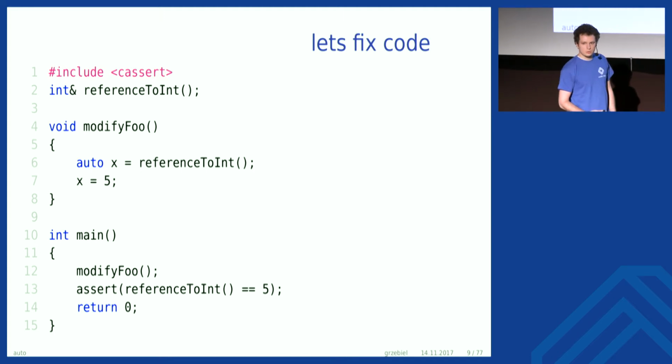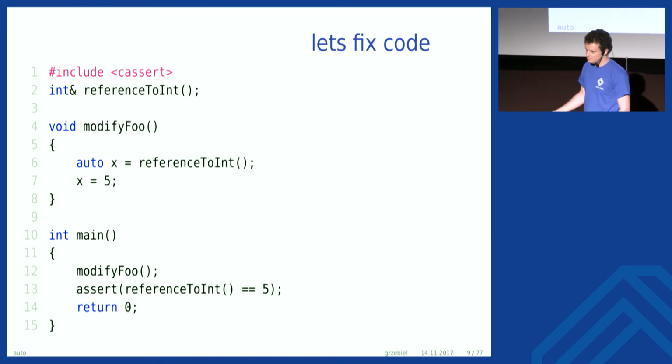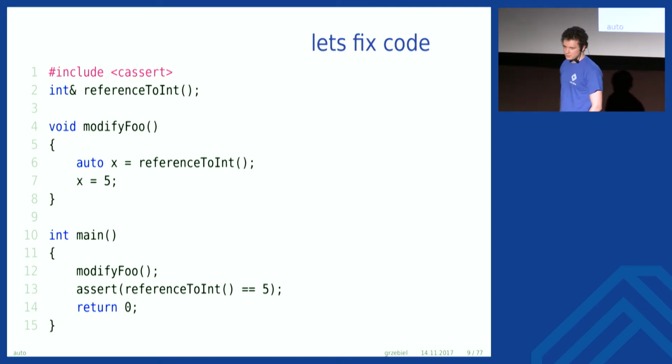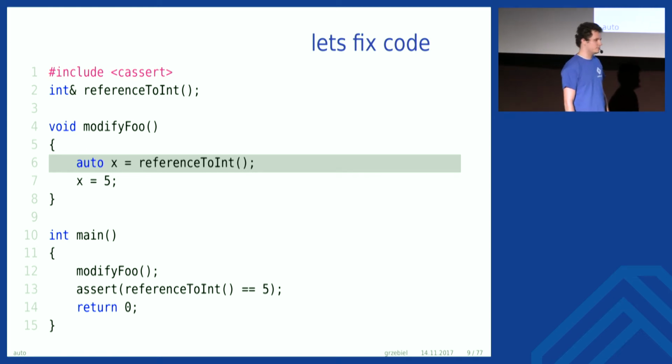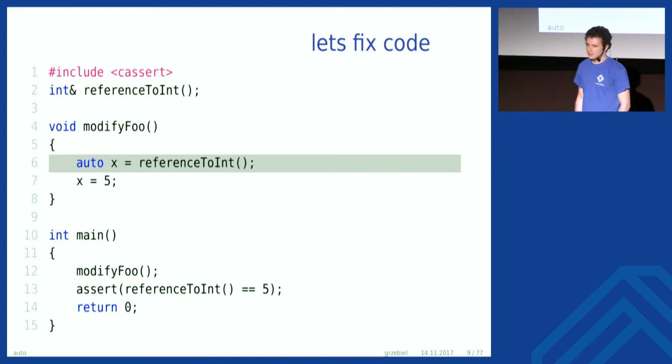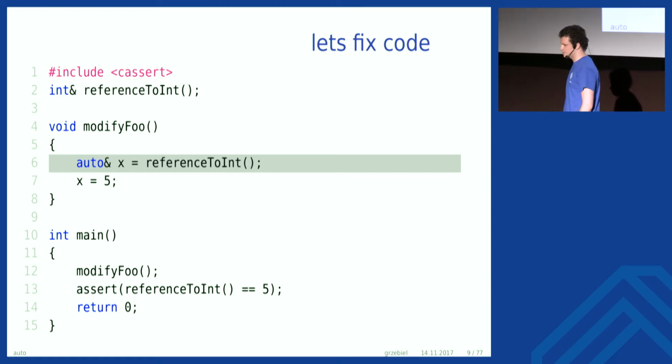All tutorials related to auto mention it at the very beginning, but I am an engineer. I am supposed to write manuals, not read them. So after about half an hour of debugging, I learned the hard way the thing that I was supposed to read in the manual. The fix is pretty trivial: we just add a reference.